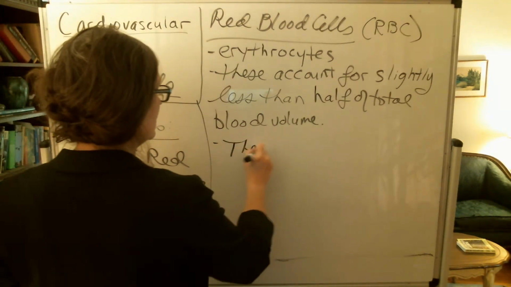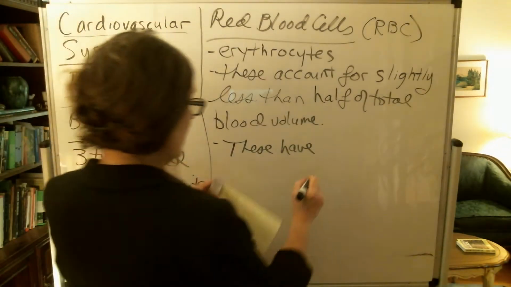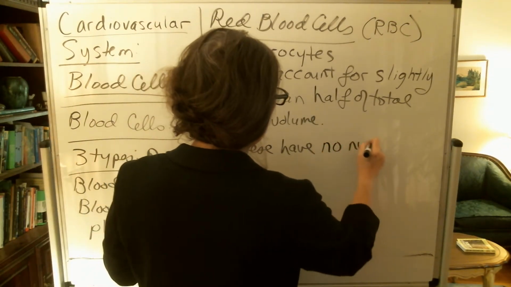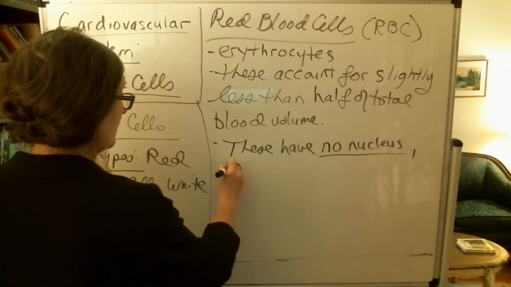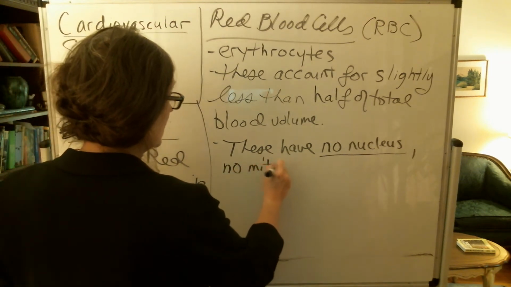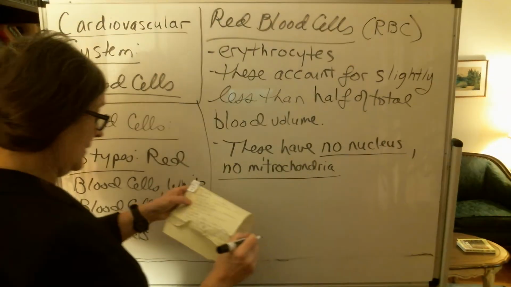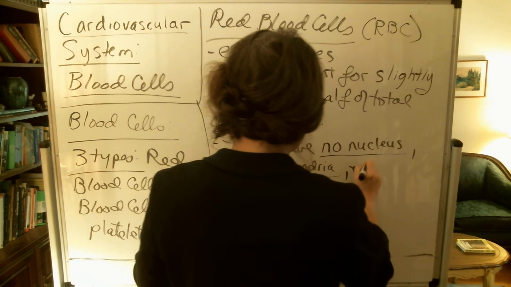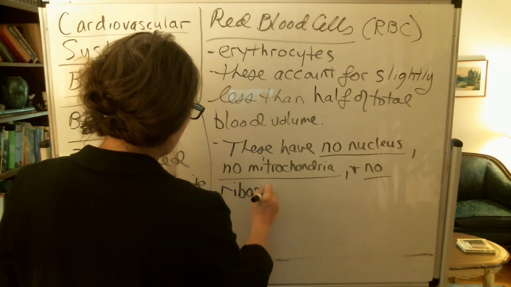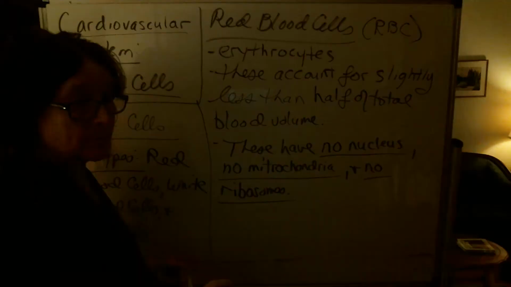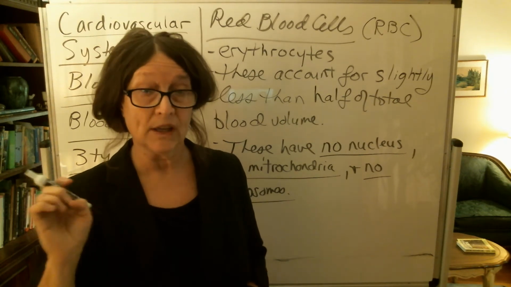Now, these cells are peculiar in that they have no nucleus, no mitochondria, and no ribosomes. You may recall from ANP1 that I said that a cell that has a nucleus removed will die.